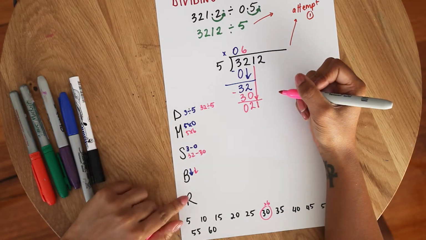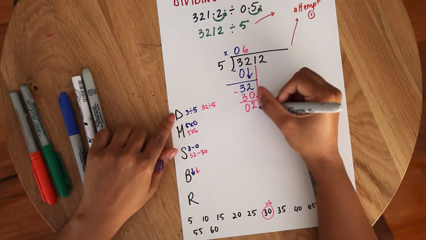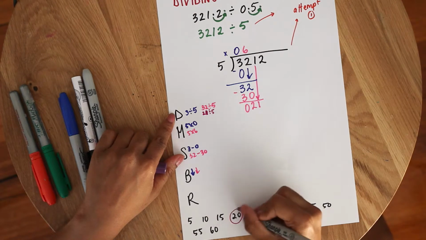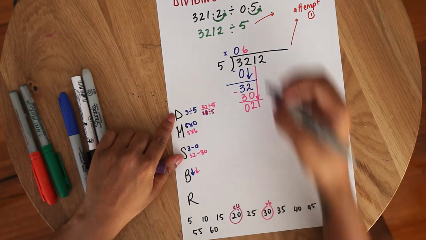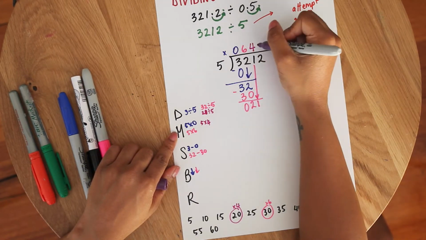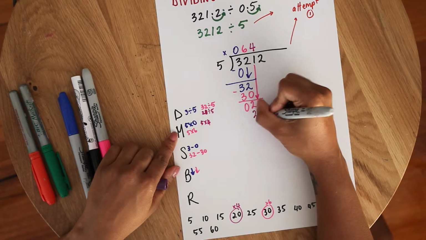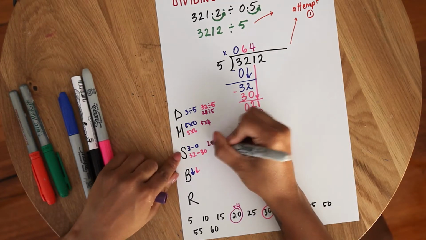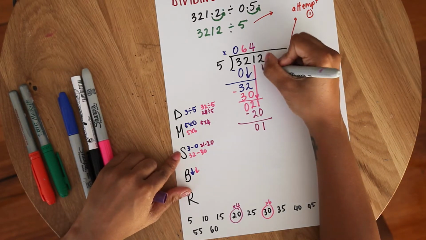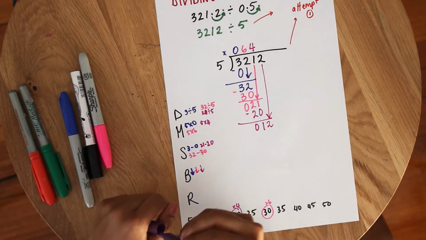So now we haven't got our remainder yet, so we're going to repeat. Let me get another colour. So now we're saying 21 divided by 5. What's the closest? 1, 2, 3, 4. So our 4 goes up here. And then we're saying 5 times 4, which is 20. We are now going to subtract 20 from 21, so that's 1, that's 0, and I'm going to bring down, so that's 12, and we're going to repeat.